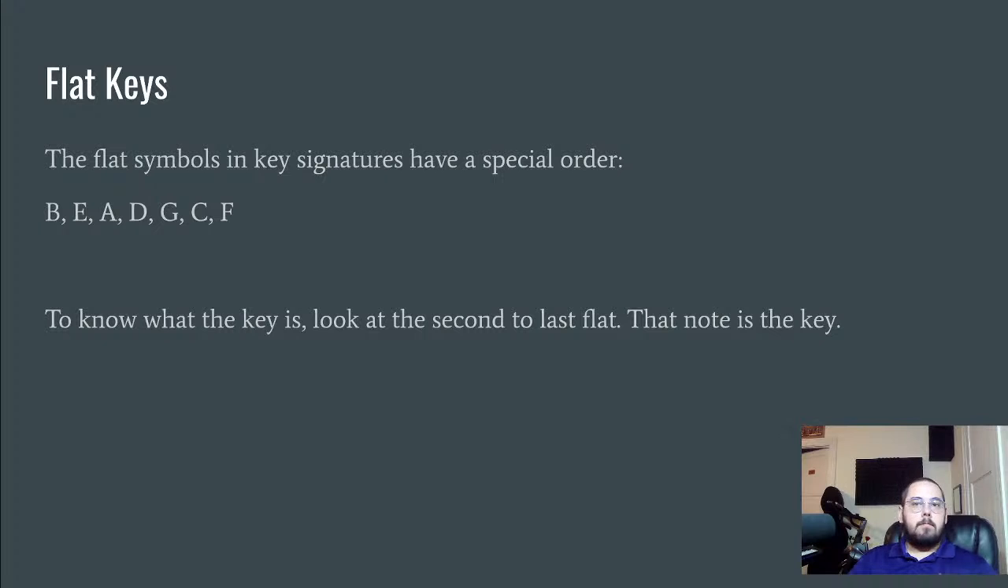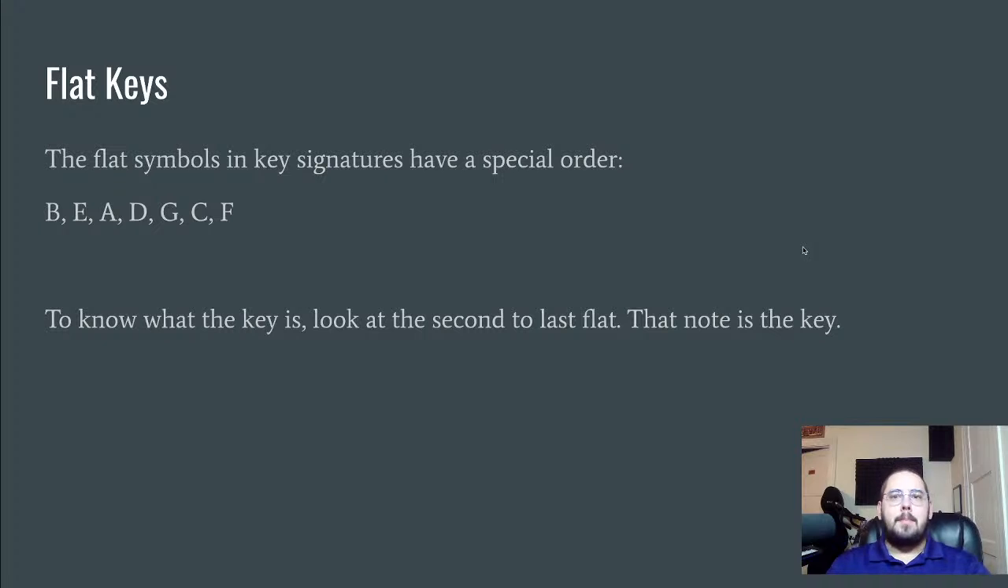Where this gets a little weird is the key with only one flat. But if you have one flat, the B flat here, well, the one next to that, if you go all the way back to the beginning, that would be F. That's how you can go about that.